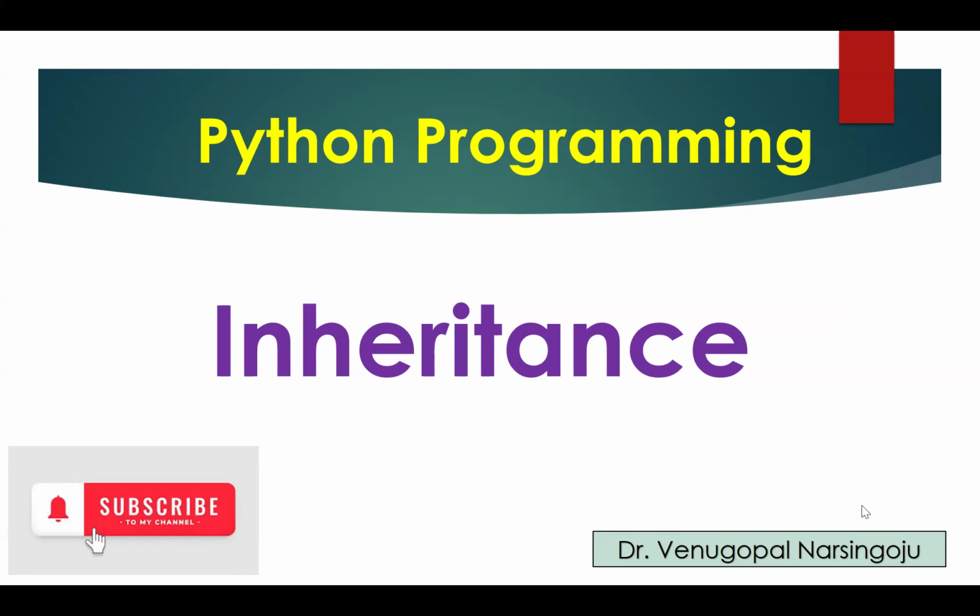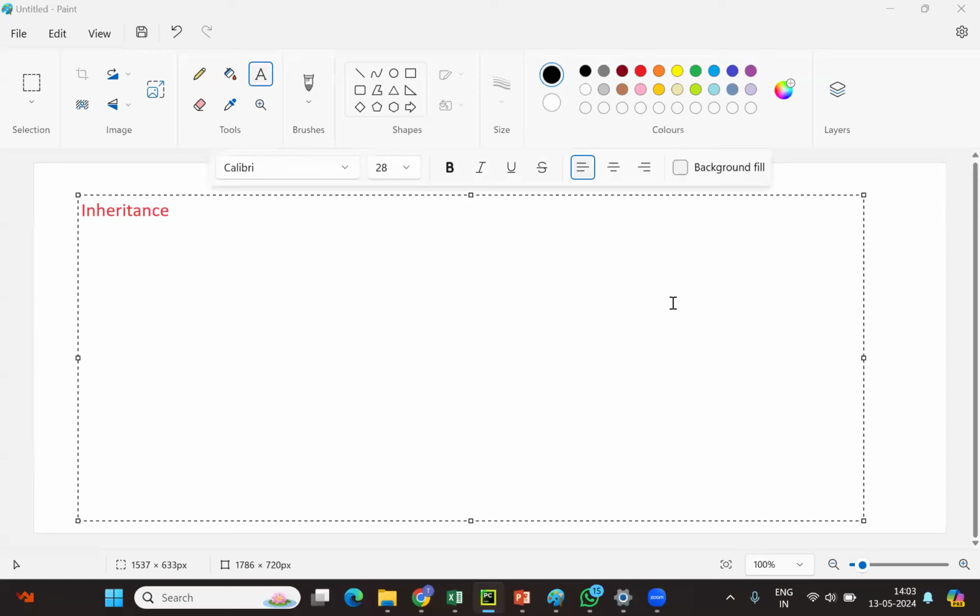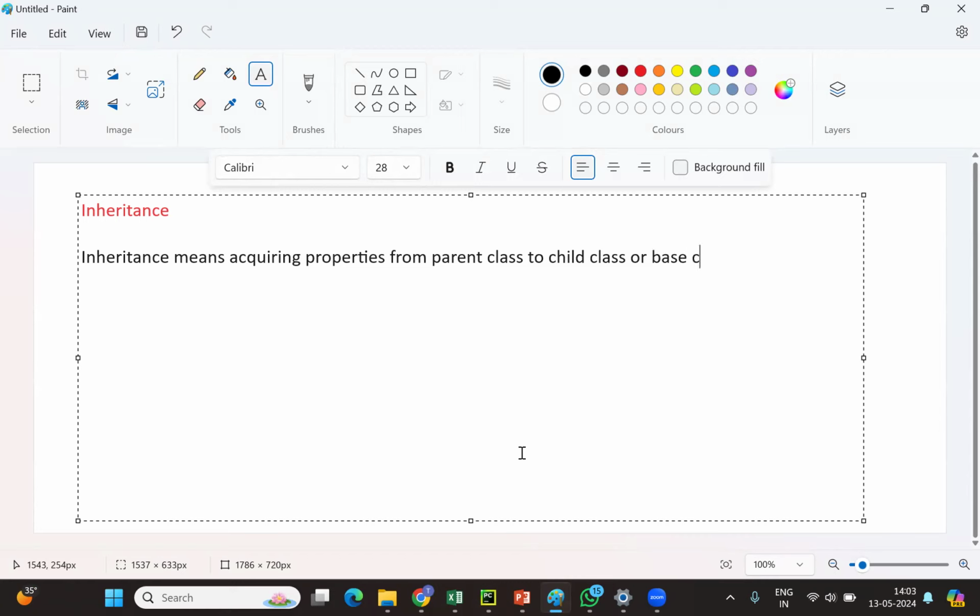Today in this session, we'll see the inheritance concept in Python programming. Inheritance means acquiring properties from parent class to child class, or base class to derived class, or old class to new class is called inheritance.